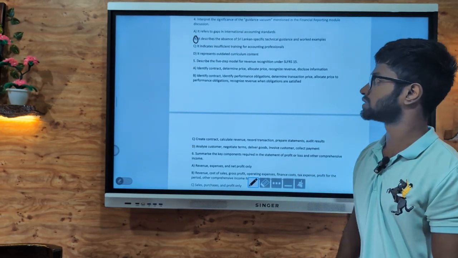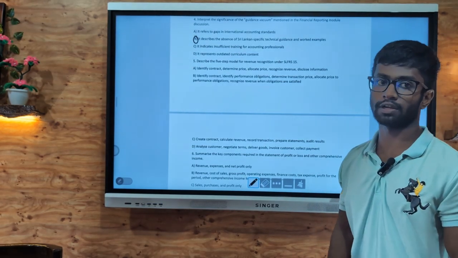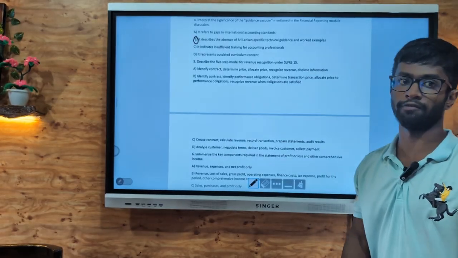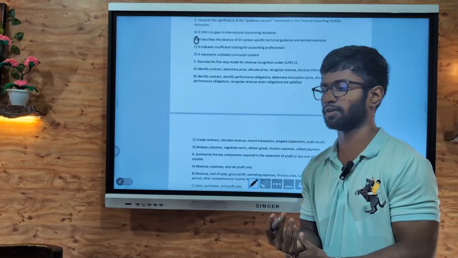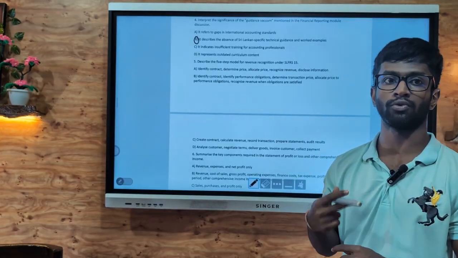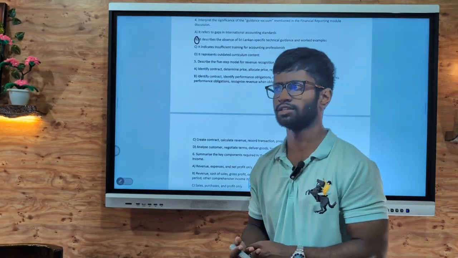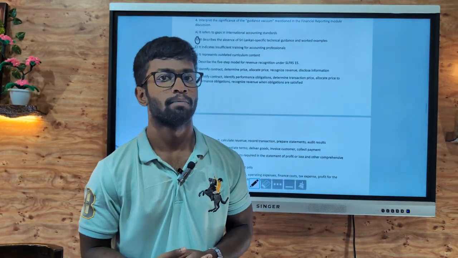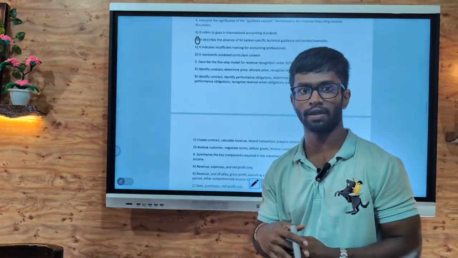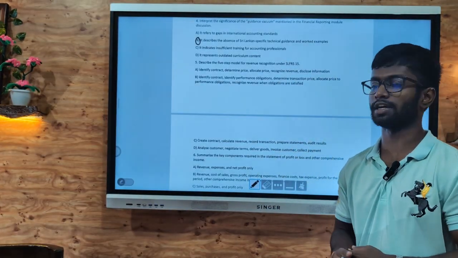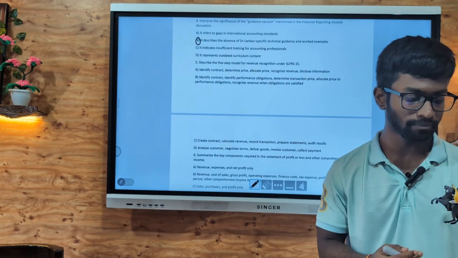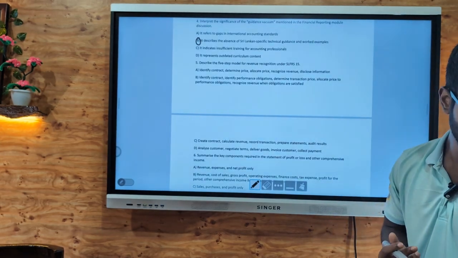Next, we have: describe the 5-step model of revenue recognition according to SLFRS 15. As we know, SLFRS 15 says how to recognize your revenue. I spoke about this when we were doing the income statement part. Based on SLFRS 15 only, you recognize your revenue. So there is a process for how you recognize your revenue. Keep that in mind.